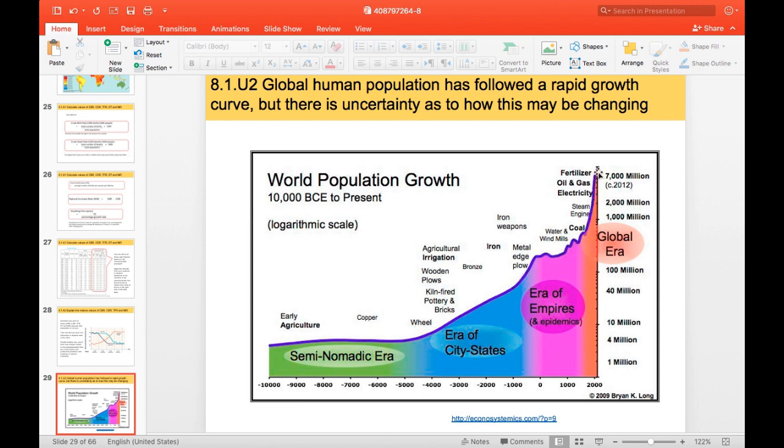And then what happened? We have fertilizers, oil and gas, electricity. Why are fertilizers so important? Because that way we can increase our food production, and that way the population is going to increase, right?